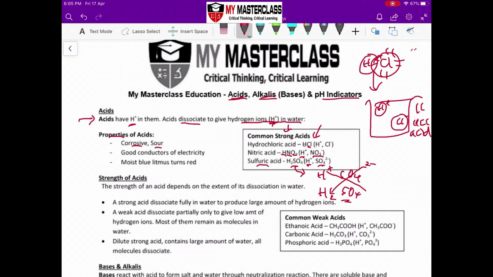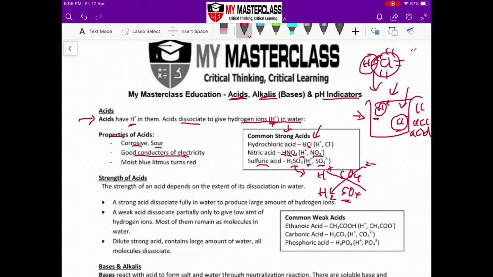Acids are good conductors of electricity in water. When you dissolve it in water, the ions will separate out. When the ions dissociate or ionize, the H plus and Cl minus act as charge carriers to conduct electricity.